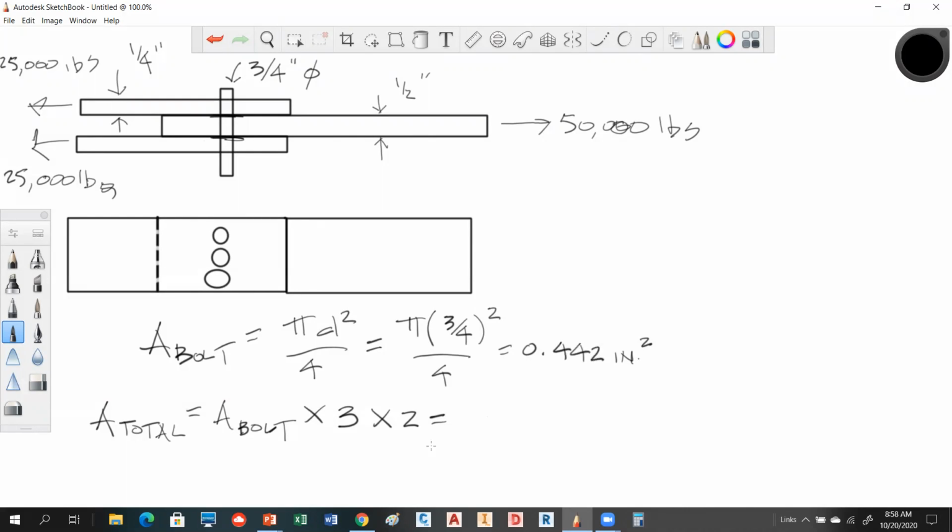Yeah. Okay. All right, so we're going to multiply that times 2 and then times 3, because that's the area of resistance for the total amount of shear. Okay, so we have 2.65 inches squared total. Everybody agree with that? So the stress of shear is force divided by the resisting cross-sectional area. In this case, it's 50,000 pounds divided by 2.65.